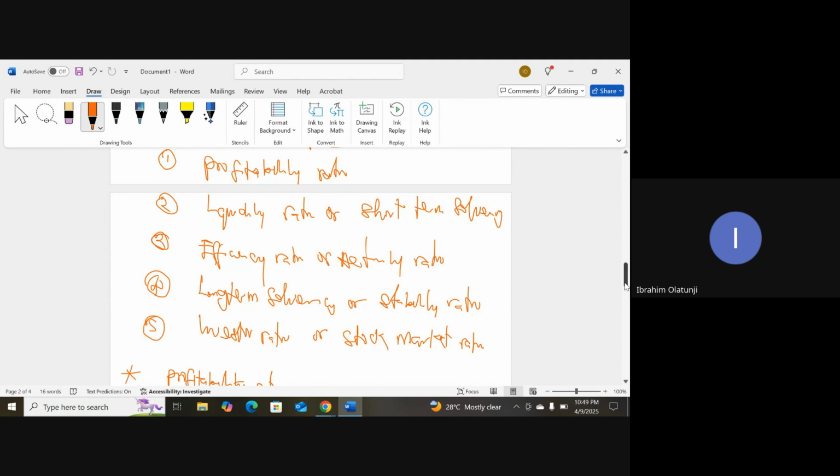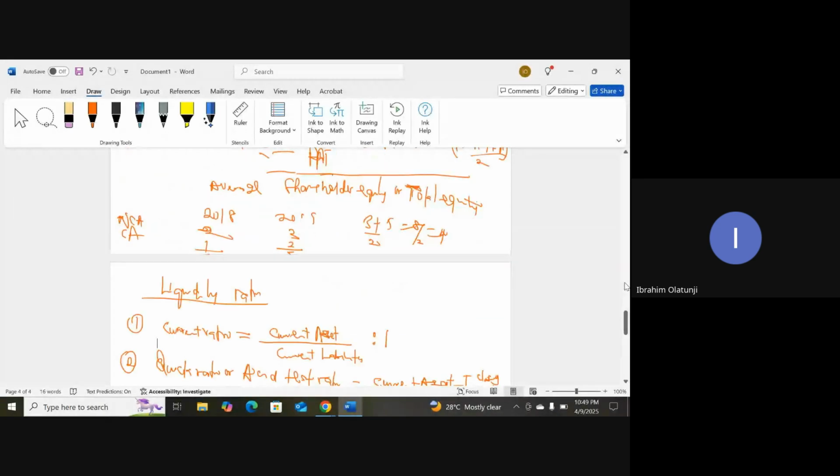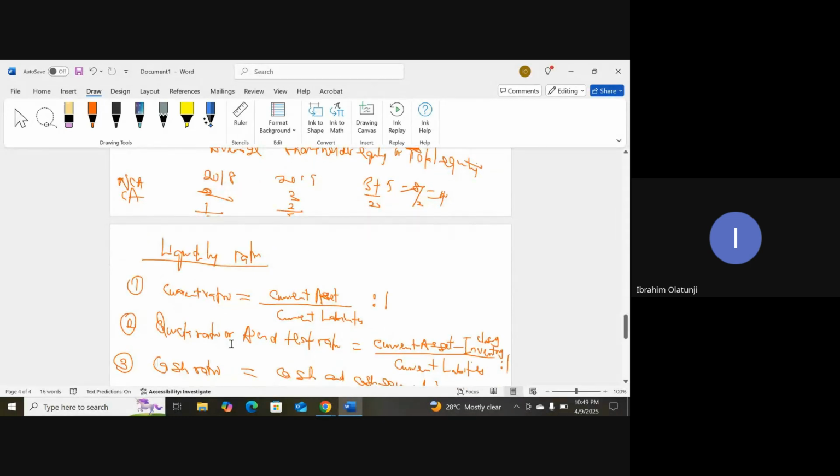Efficiency ratio. Just that for this class, I don't think they will tell you to calculate the following ratios, like profitability ratio, liquidity ratio, efficiency ratio. But that's why we need to learn it anyway, because no one can tell. If they say calculate liquidity ratio, you should be able to know what will fall under the ratio.